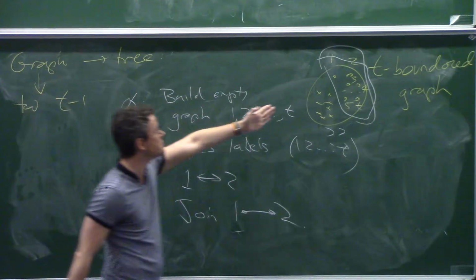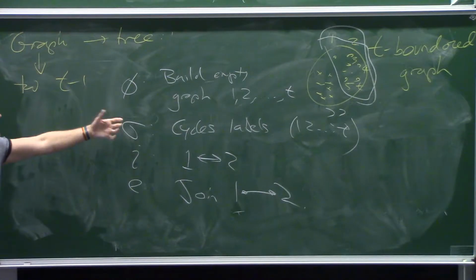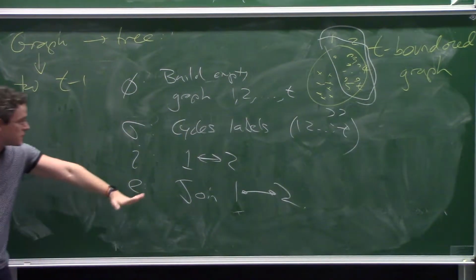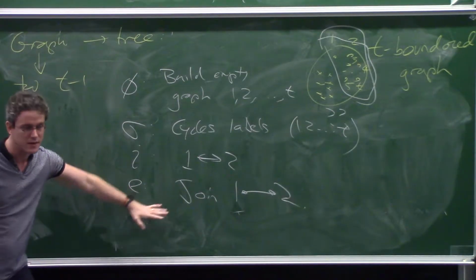So if you want to put a new edge in your graph, you use these operations to rearrange the labels so that 1 and 2 are sitting on exactly the vertices that you want to join, and then you use this operation to join.